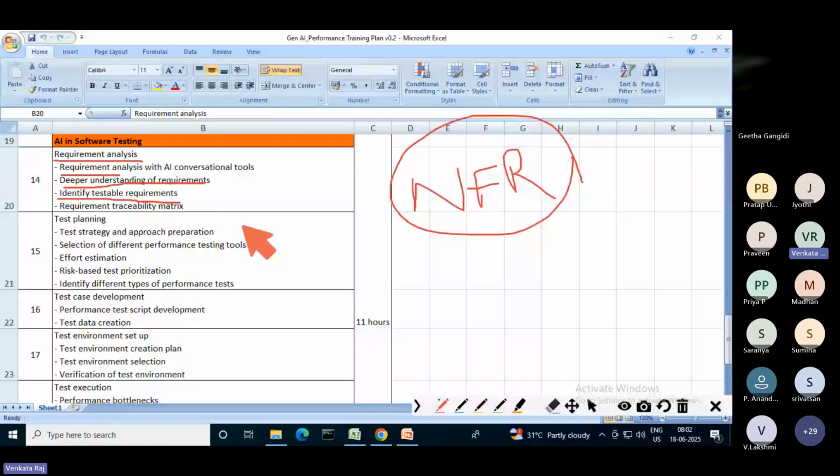With the kind of applications we are getting for performance testing nowadays, it becomes very critical to understand and analyze the requirements, and to put forward our questions to the business analyst, the business, or the solution architect. If there is ambiguity, or the requirements are incomplete or unclear, we need to clarify them. And AI can also help you prepare the requirement traceability matrix.